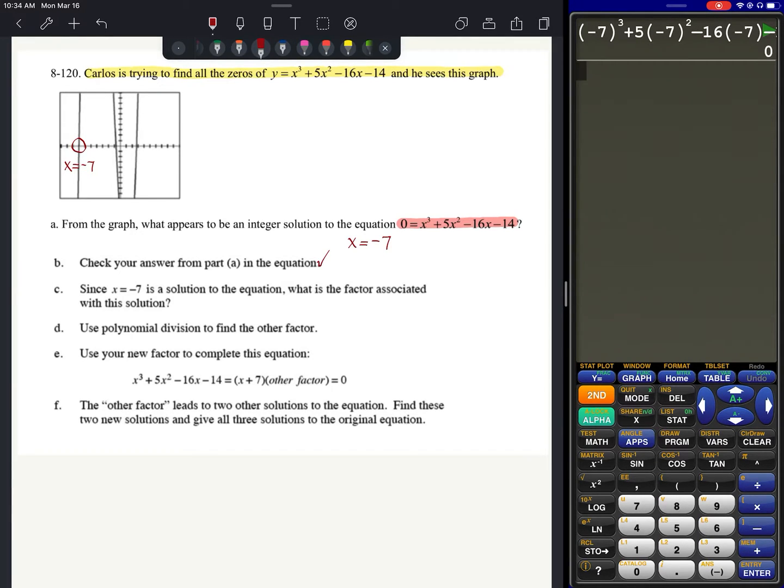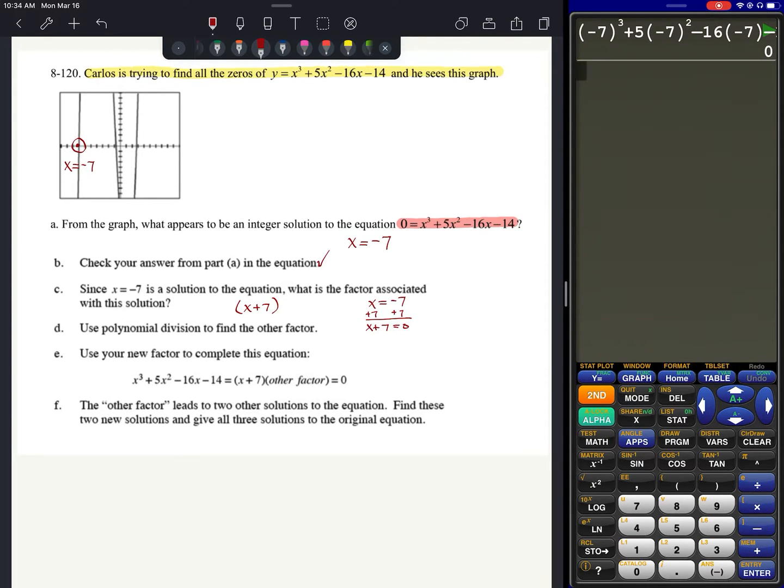We know that's good. Now, part C says, since x equals -7 is the solution to the equation, what is the factor associated with this solution? So we've worked on this a lot recently. If x equals -7 is the root, we just take that and add 7 to each side, and we get x plus 7 equals 0. So that means that x plus 7 is the factor we'd be dealing with.